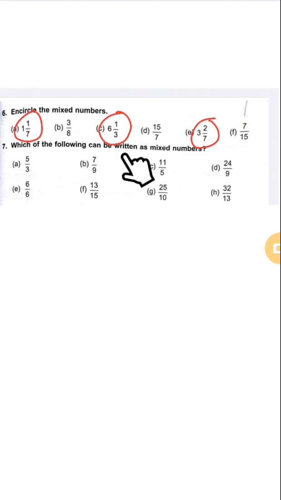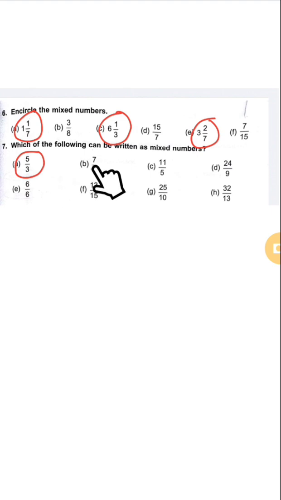Then which of the following can be written as mixed number? Now you have to remember we can write an improper fraction in a mixed number. Always remember we can write improper fraction as a mixed number. Okay, now see the A part. 5 upon 3. Here the numerator is greater than denominator. So this is an improper fraction. We can write this as a mixed number. So we will circle it.